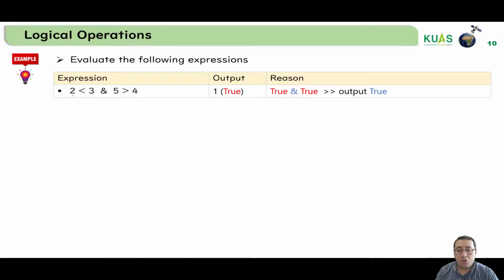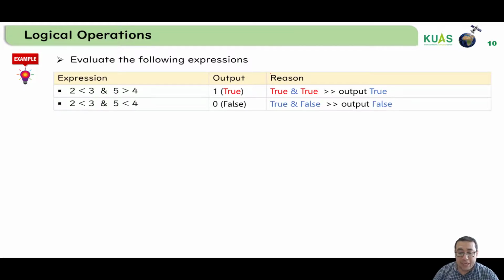If I say 2 less than 3, this is one condition. And 5 greater than 4, this is a second condition. We need to evaluate both conditions to check. So for the first one, 2 less than 3, that's true. And for 5 bigger than 4, that's true. So true and true, the output will be true. So the output is true.